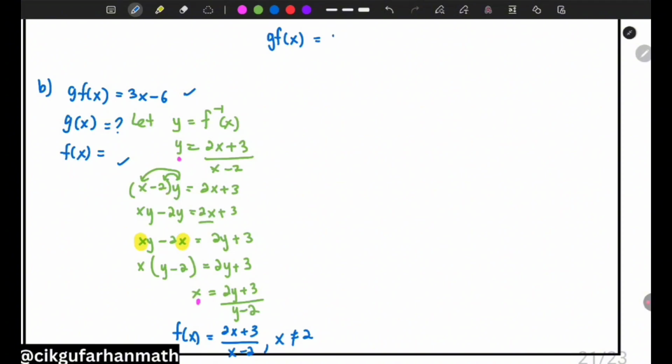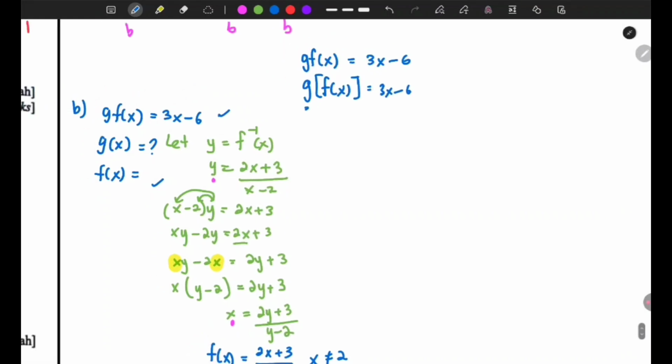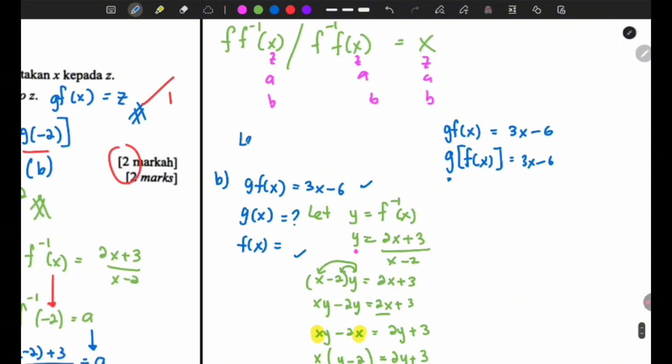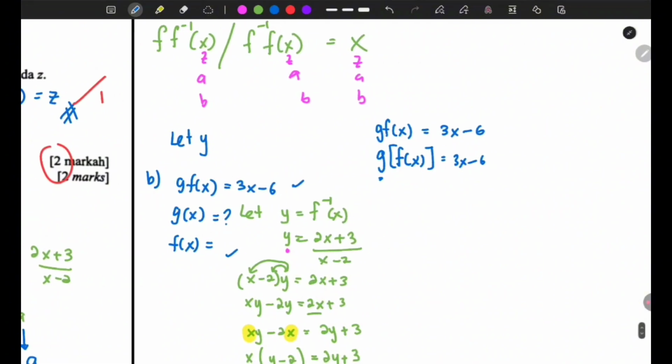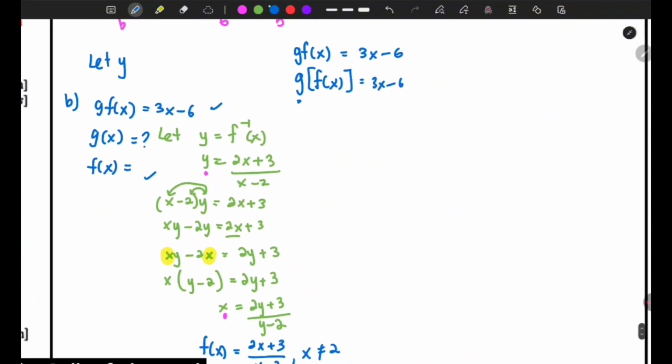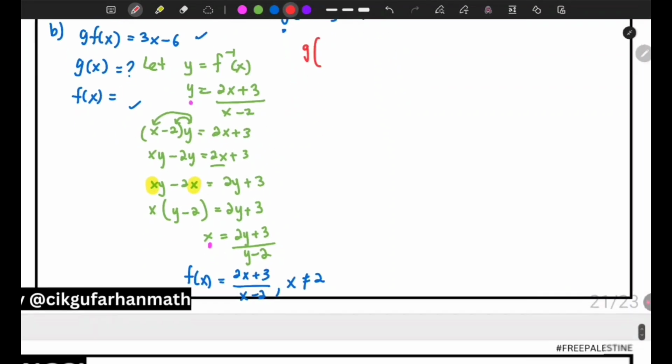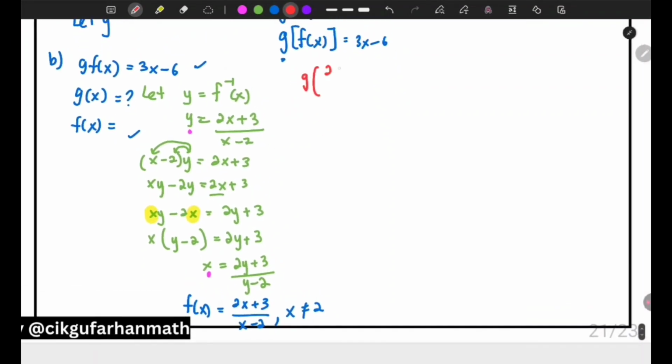So as you know, your g(f(x)) is 3x minus 6. And how you do, you expand this, right? And your g(x) is outside. So outside means let y. So let's let y. So what's your f(x)? 2x plus 3 over x minus 2. And this is equal to 3x minus 6.